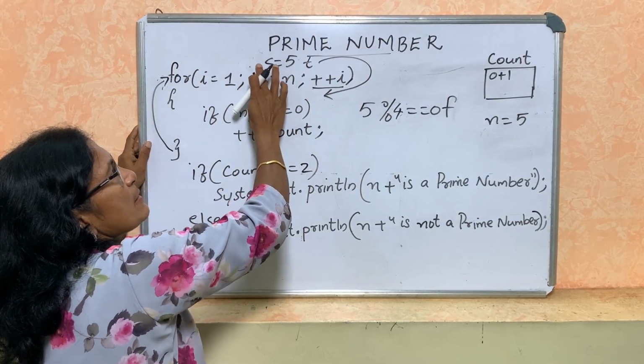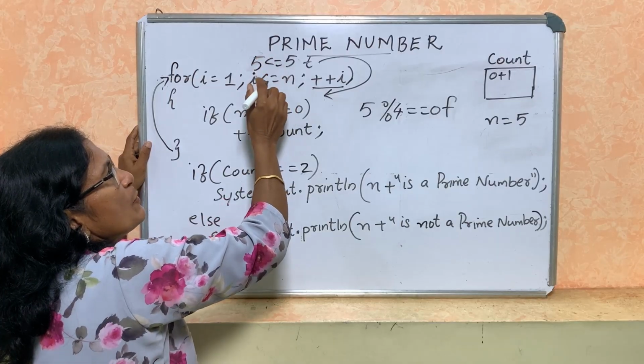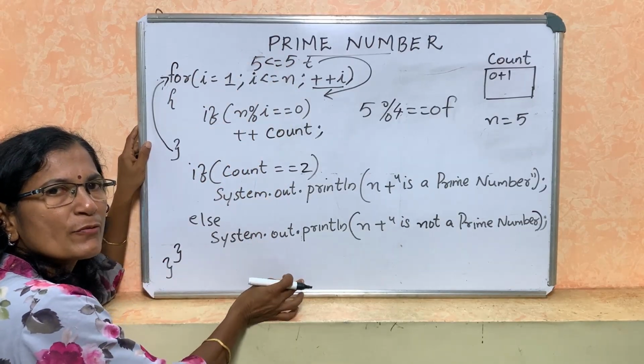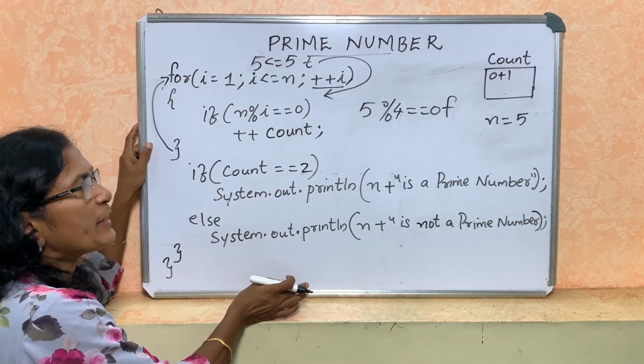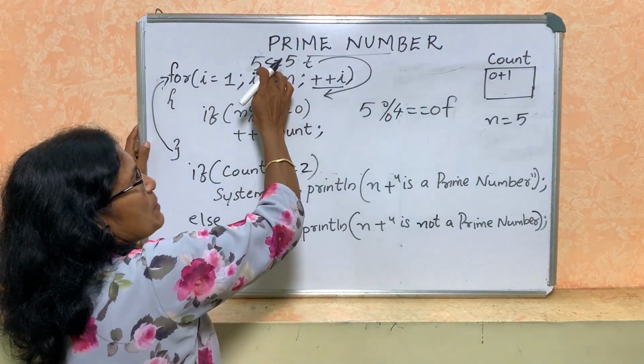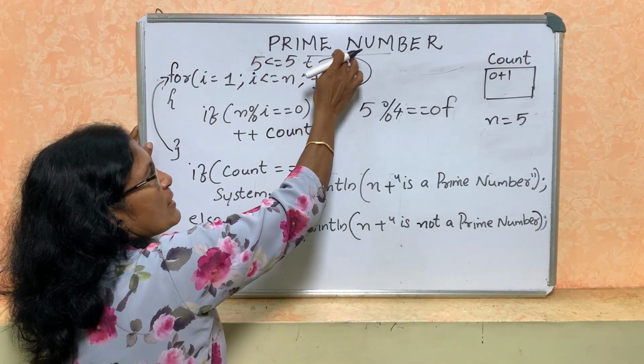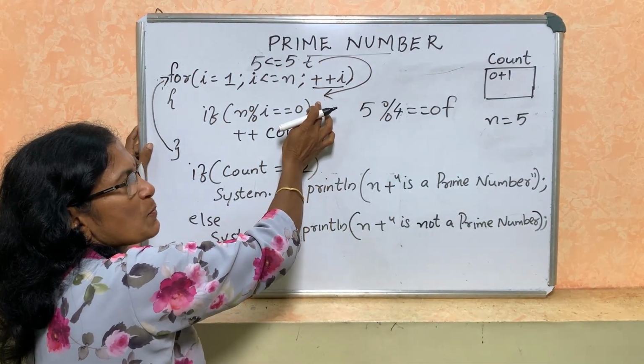The value of i is incremented to 5. 5 less than or equal to 5? 5 is not less than 5, but 5 is equal to 5. The test expression is evaluated to true. So control again enters into the for loop's body.